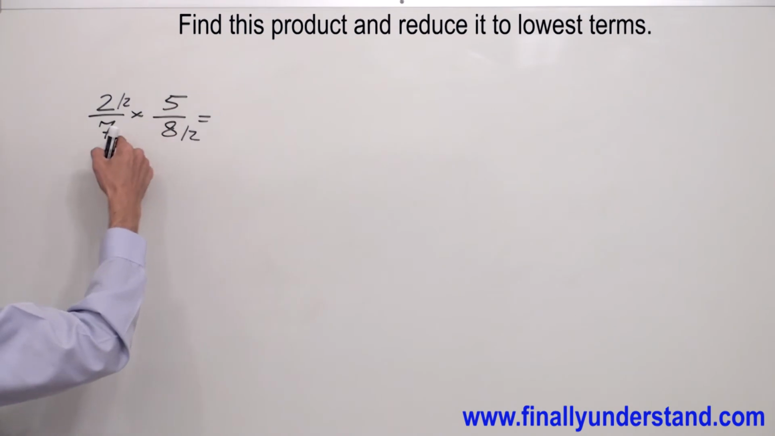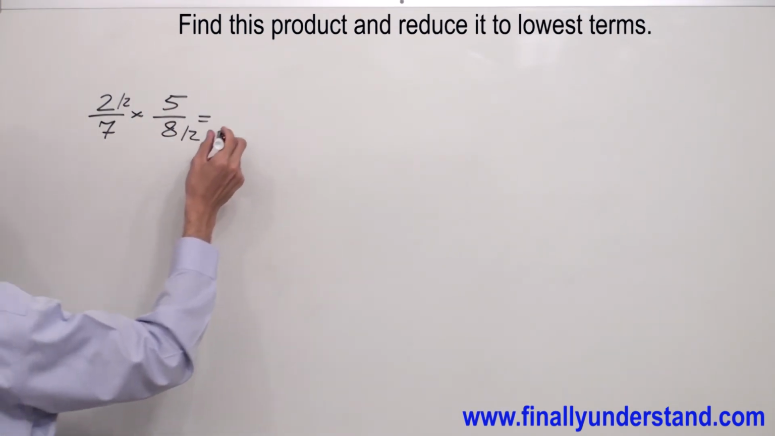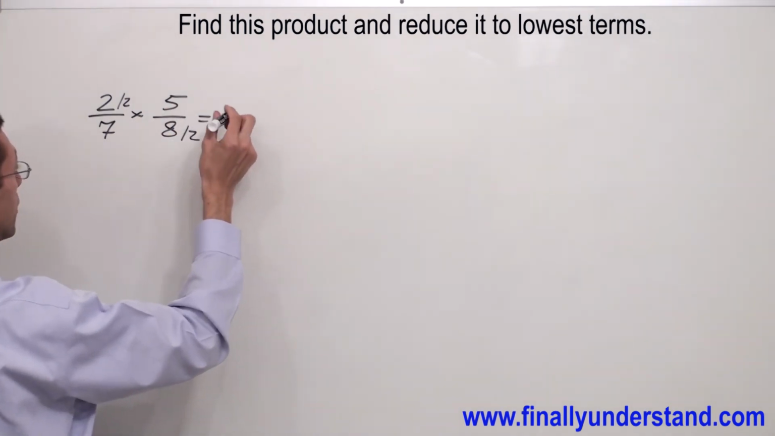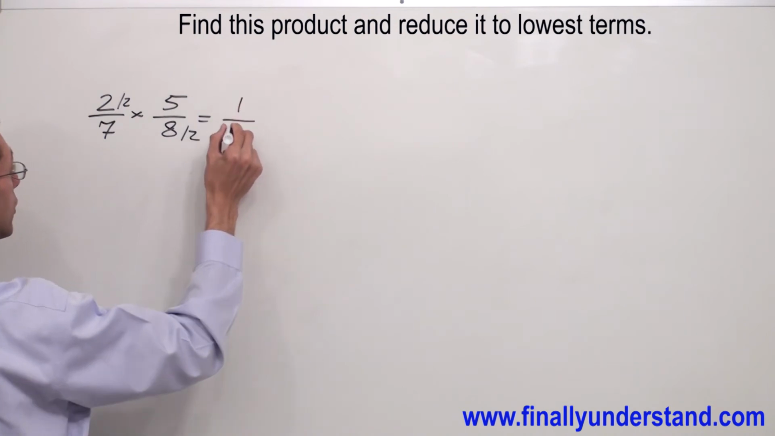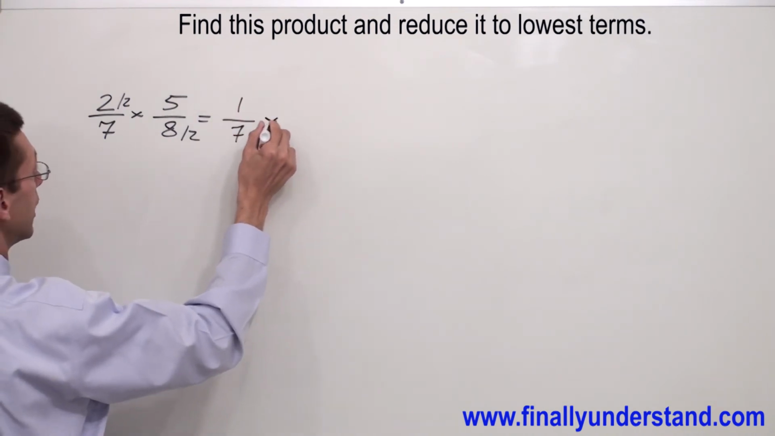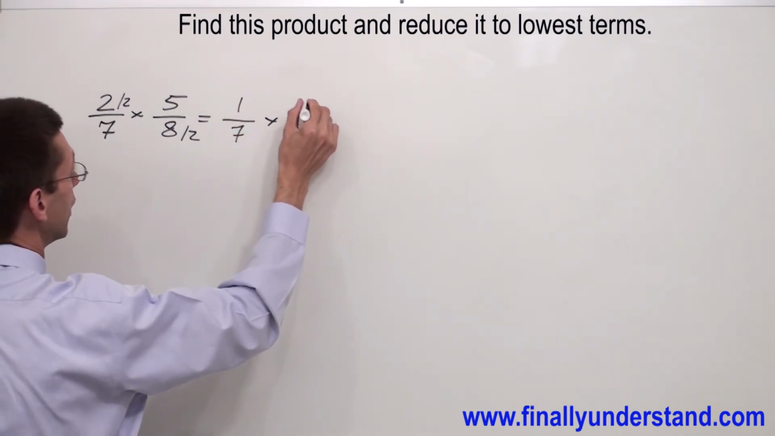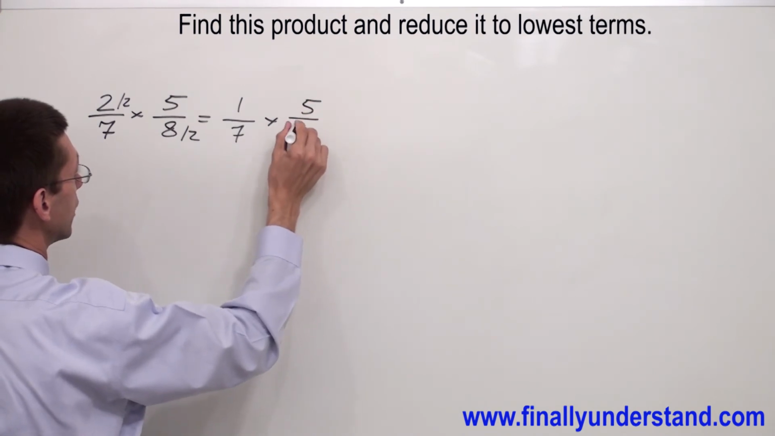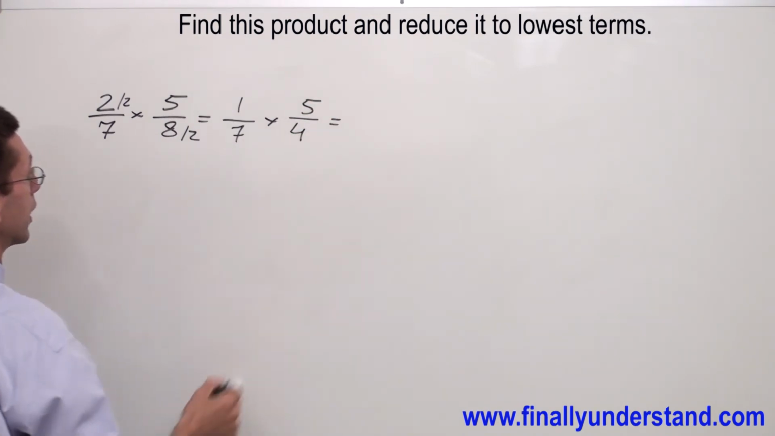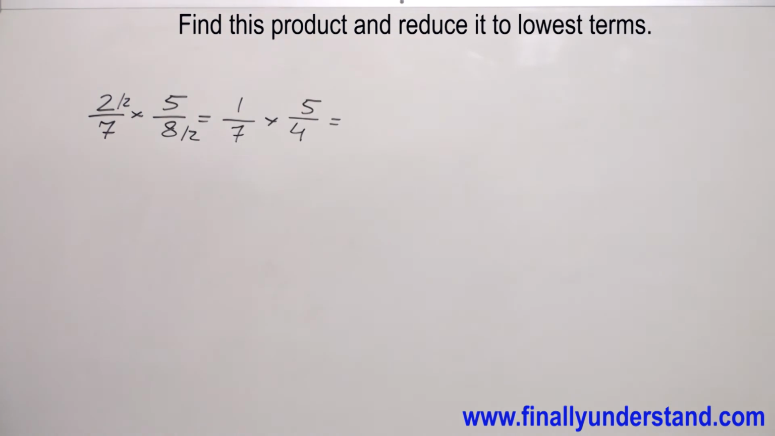I cannot do anything with these two numbers. That's why my problem is going to look like this right now. 1/7 times 5/4. Okay, now we can perform the multiplication.